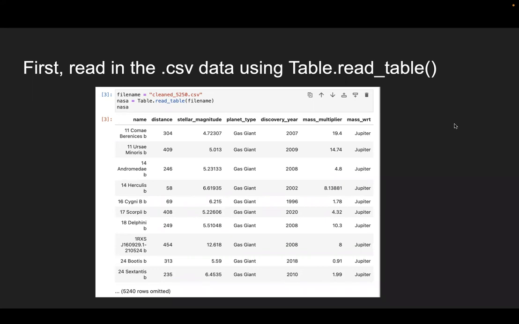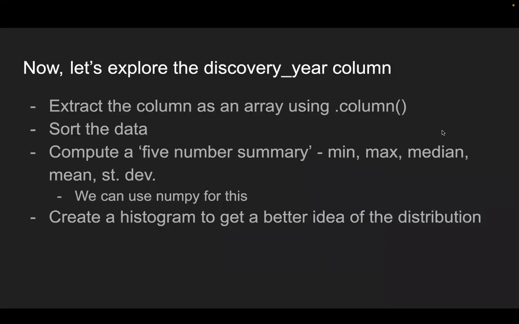Next, for example, I'm going to go over this in Jupyter after this presentation, but we're going to focus on the discovery year column. The first thing you want to do is extract the column as an array using .column, which is different than .select, because .select will select a subset from the table, but using .column will give us an array, which is important because we want to do the operations on it.